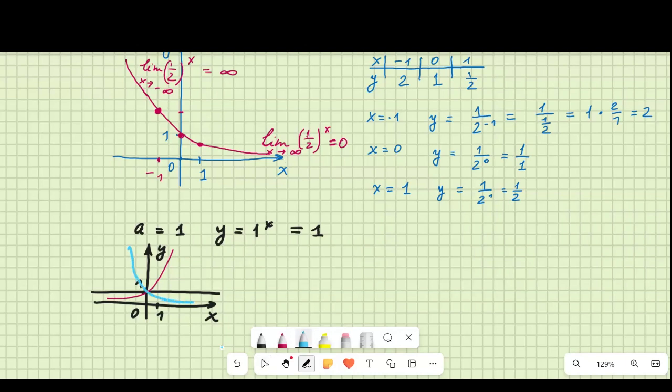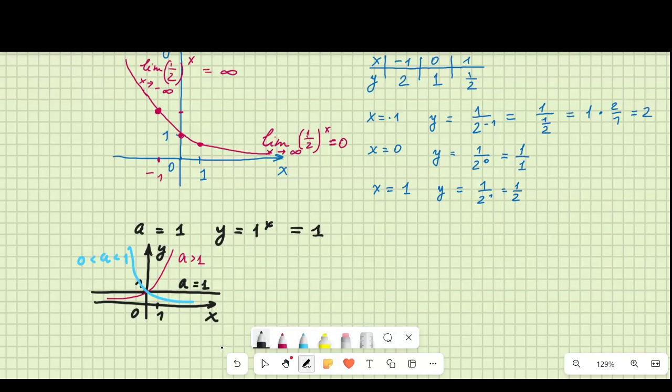So guys, for the blue one, A is less than 1, like 1/2, but greater than 0. For the pink one, A is greater than 1. And the black one is A equals 1. So these are graphs of the exponential function. Okay. So we did the graphs and we did the limit.